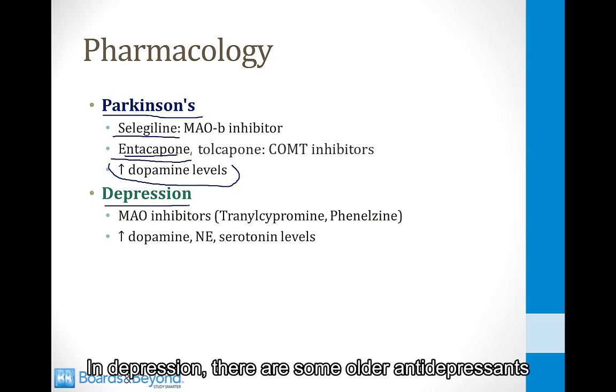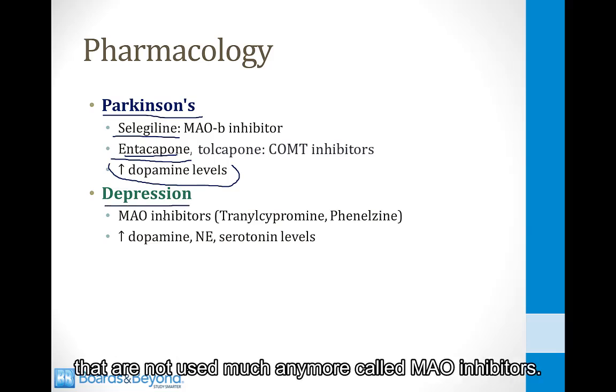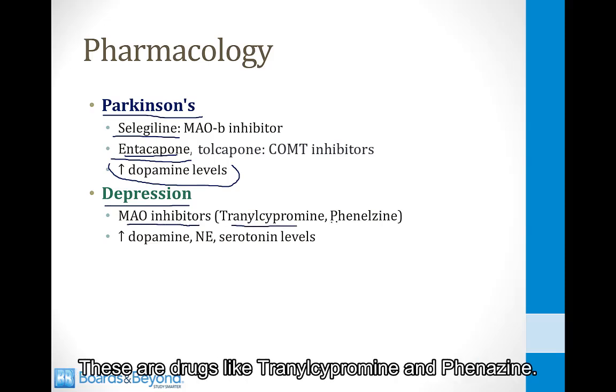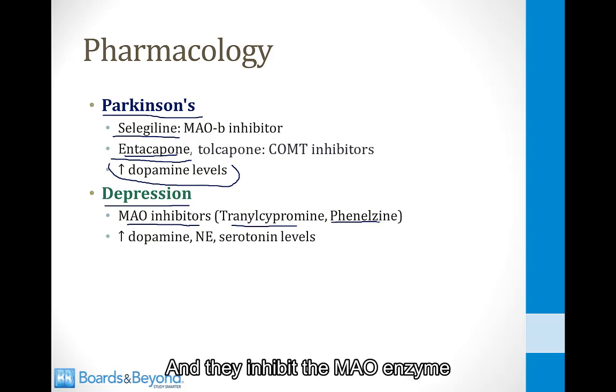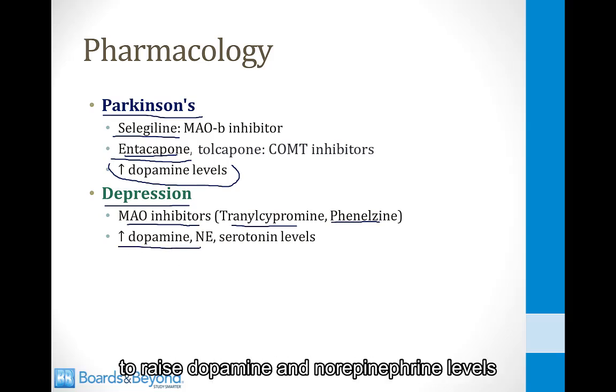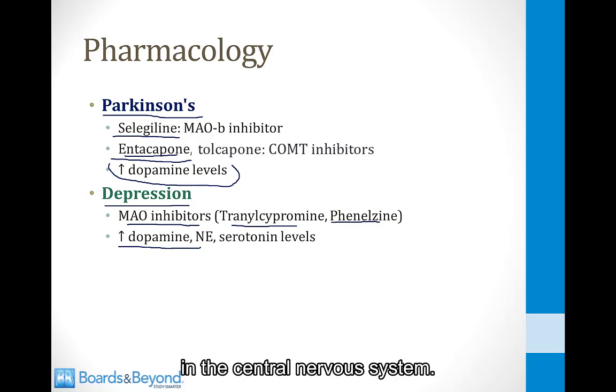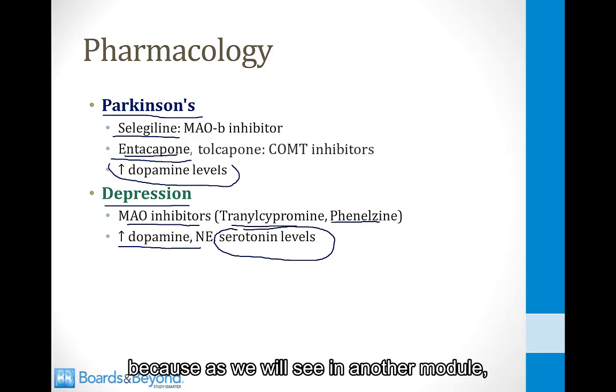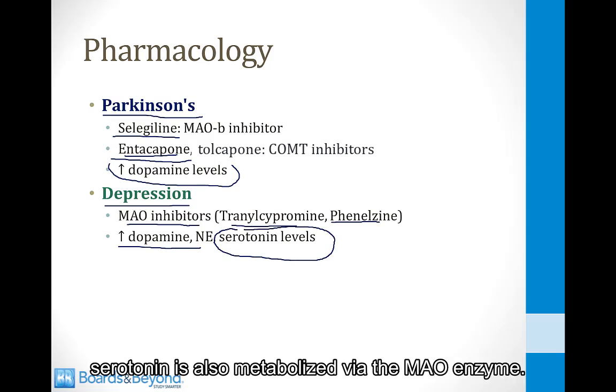In depression, there are some older antidepressants that are not used much anymore called MAO inhibitors. These are drugs like tranylcypromine and phenelzine, and they inhibit the MAO enzyme to raise dopamine and norepinephrine levels in the central nervous system. They also raise serotonin levels because, as we will see in another module, serotonin is also metabolized via the MAO enzyme.